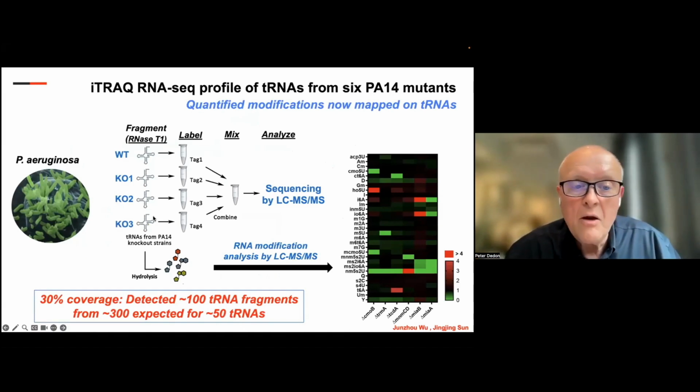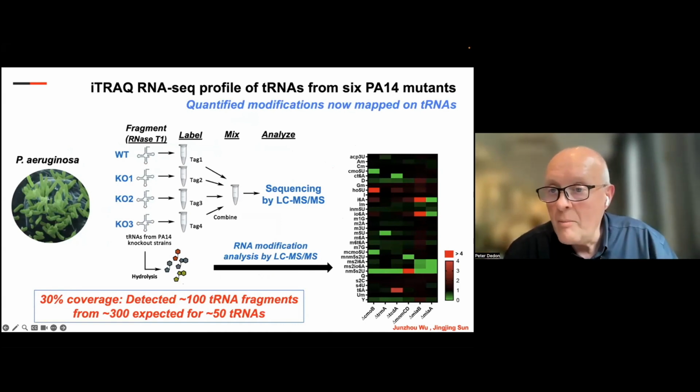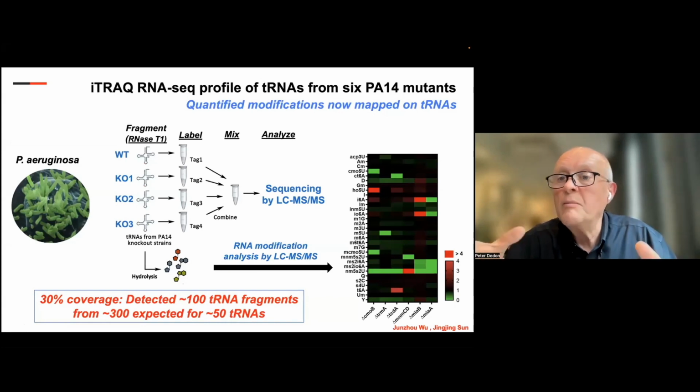So we purify the tRNAs, fragment them with ribonuclease T1, put the iTrack tags on, mix them together, and do the mass spec. At the same time, we took the fragmented tRNA and did a mass spec analysis, the heat map on the right, showing the relative amounts of a bunch of different modifications. This is our benchmark to compare the sequencing data. Now, we were able to get about 30% complete coverage of the 300 expected ribonuclease T1 fragments. We detected 100 in this particular case.